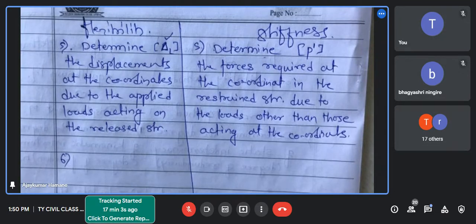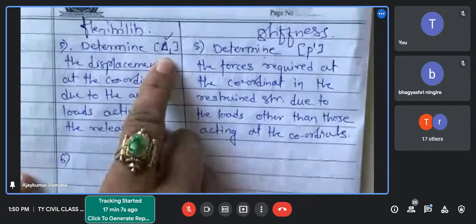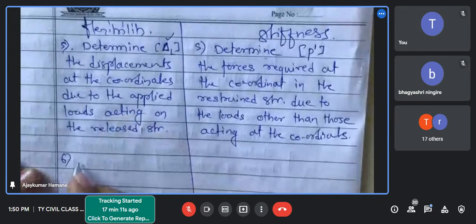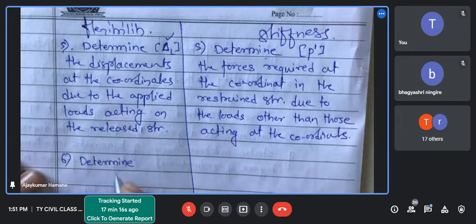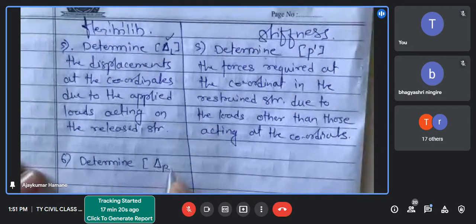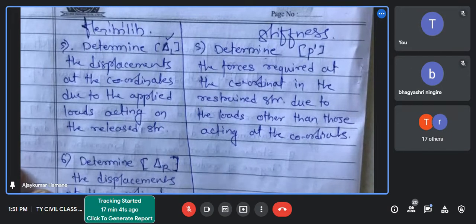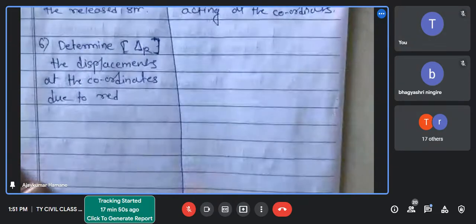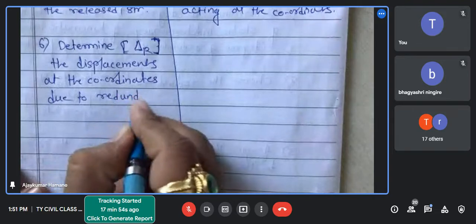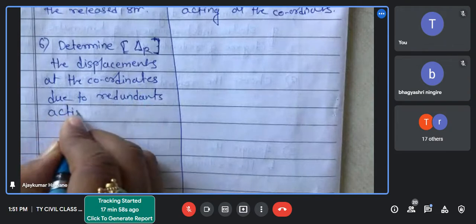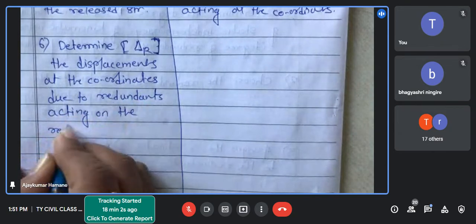Now next one. After finding out the displacement due to the loading, delta L, in the flexibility method, the next step is to determine the delta R matrix, that is the displacement at the coordinates due to the redundants acting on the released structure.